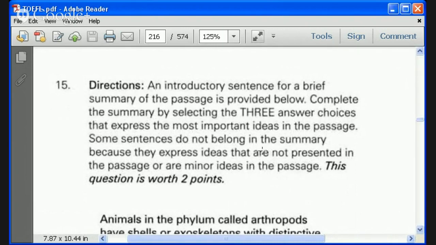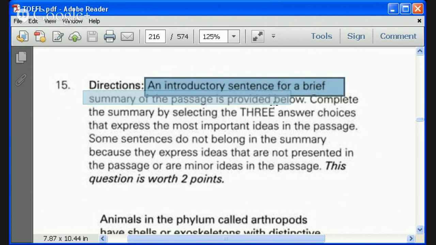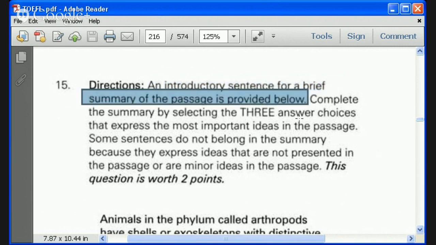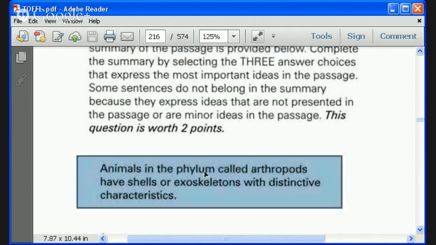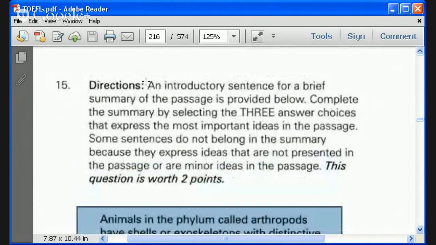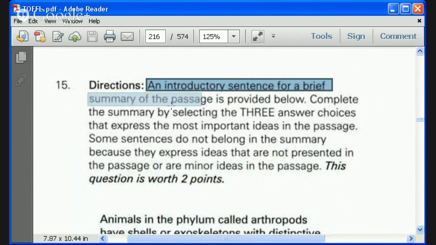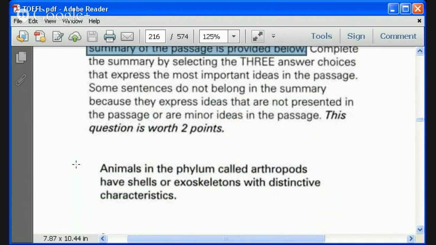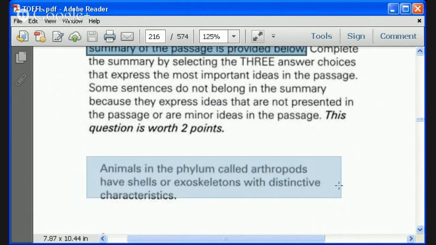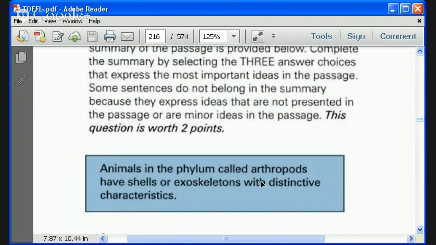There's a long set of directions. All right, an introductory sentence for a brief summary of the passage is provided below. Here it is. This is really important. Okay, the first mistake people make is they think, all right, I know what this is about. I can summarize the passage. Yes, but you're not wanting to do that. You have to work with this summary of the passage, not your own. It is very important to disassociate yourself from your own ideas about the passage. You have to concentrate on this summary. This is the usual mistake.